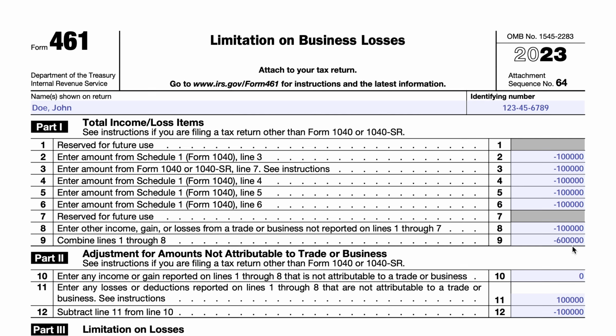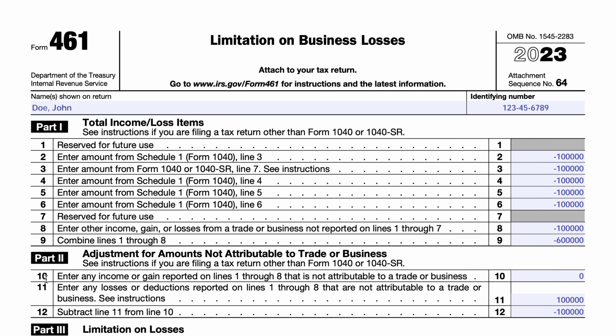Now in part 2, we're going to make an adjustment for any of these amounts that are not attributable to a trade or a business. So right now, this is just everything. And we don't know whether or not that was personal or not. So in part 2, we're going to strip out the stuff that wasn't attributable to a trade or a business.